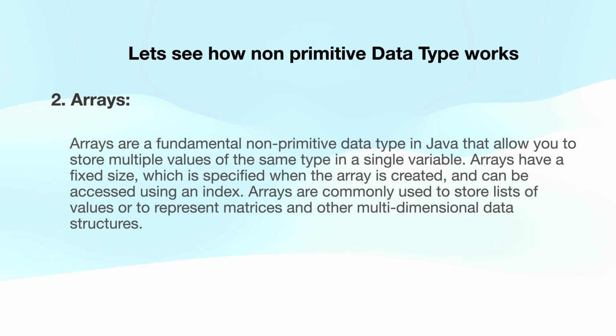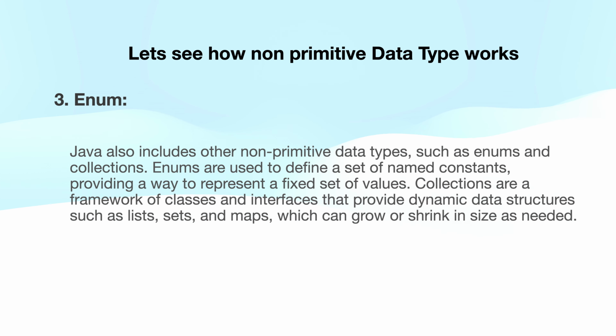On number 3, we're going to talk about enums. Java also includes other non-primitive data types such as enums and collections. Enums are used to define a set of named constants, providing a way to represent a fixed set of values. Collections are a framework of classes and interfaces that provide dynamic data structures such as lists, sets, and maps, which can grow or shrink in size as needed.